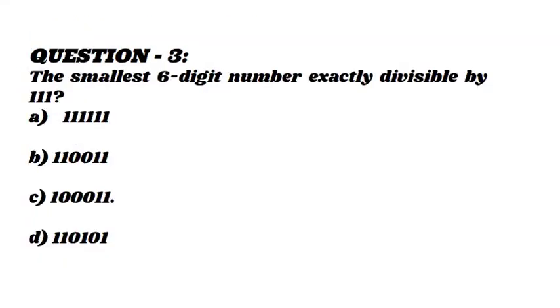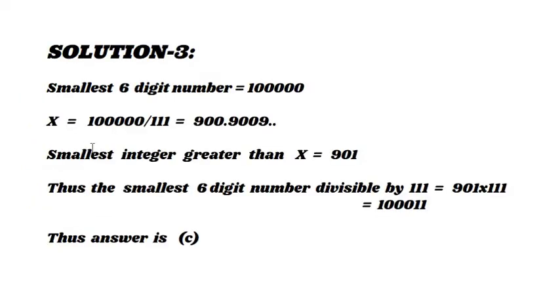So our next question is this: the smallest six-digit number exactly divisible by triple one, that is 111. The answer is 100,011. I would suggest you to please first try it yourself and then look for the solution. So, we need to first think of the smallest six-digit number.